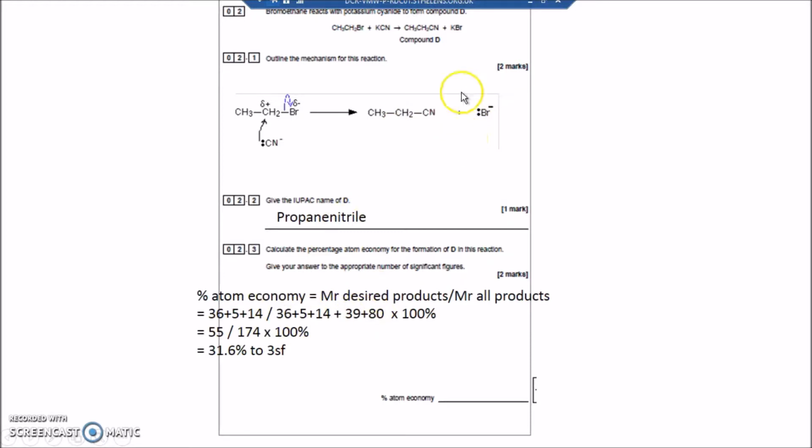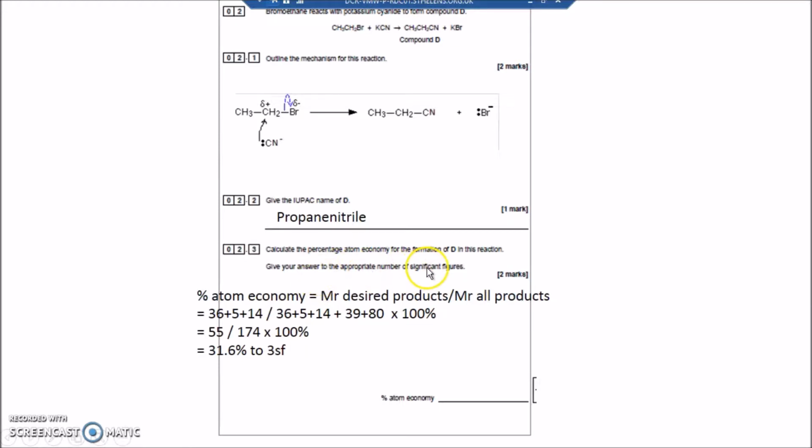And then all of them, I'm doing it from the KBr. So the KBr, the K is 39 and the Br is 80. So in this reaction, the Mr of the propane nitrile is 36, add 5, add 14, and the mass of everything on the right hand side is 36 plus 5 plus 14 plus the K, which is 39, plus the Br, which is 80. And I work that out and it'll come out as 55 divided by 174 multiplied by 100%, 31.6. I've put it to 3 significant figures.